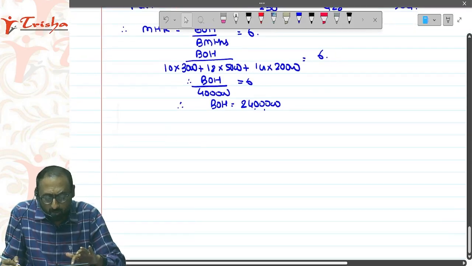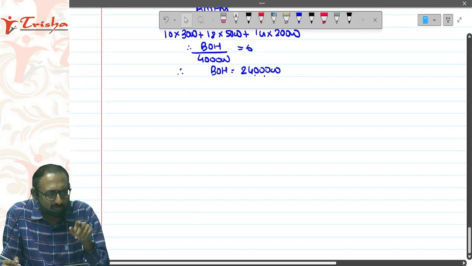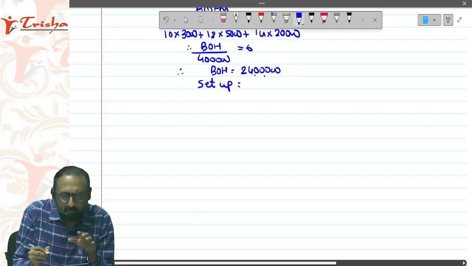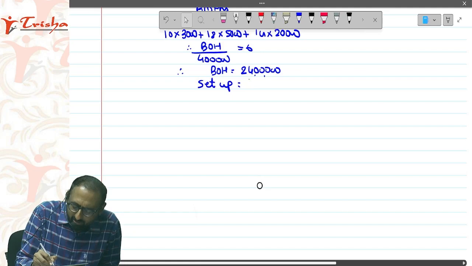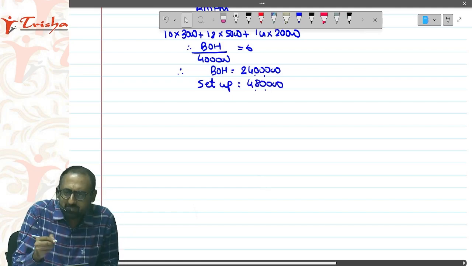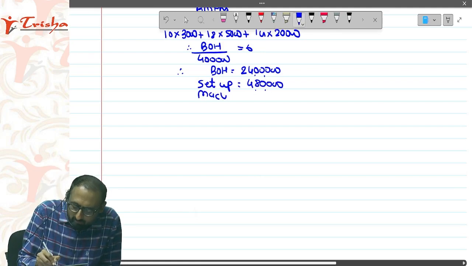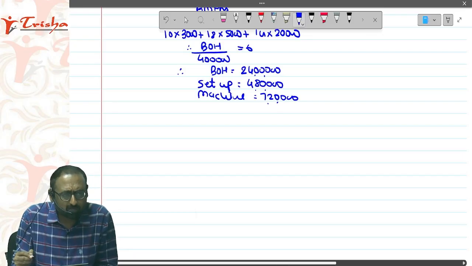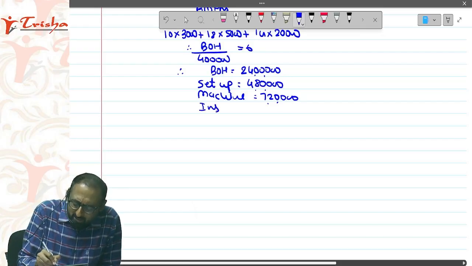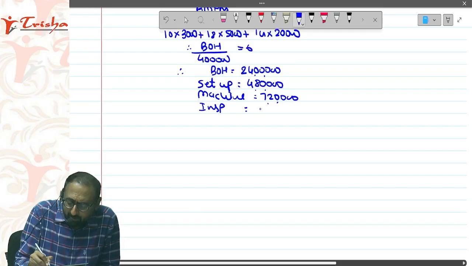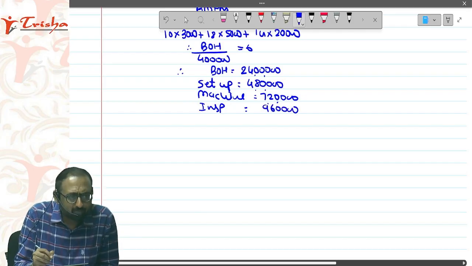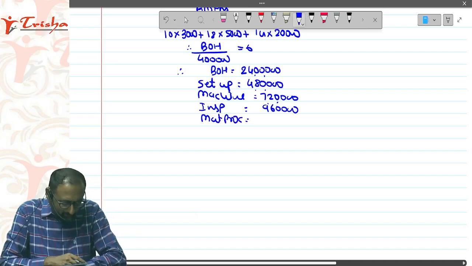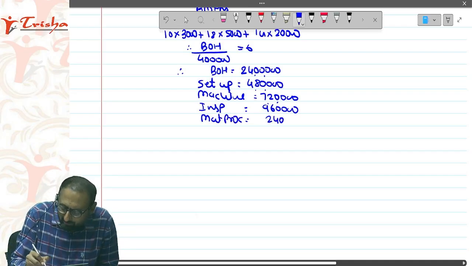Now easily you can tell me, first overhead given is setup. How much percentage? 20%. Is it 4 lakh 80,000? After setup, which one is next? Machine operation expenses, 30%, 7 lakh 20,000. Next one, inspection, 40%, 9 lakh 60,000. Next one, material procurement cost, 10%. Is it 2 lakh 40,000?